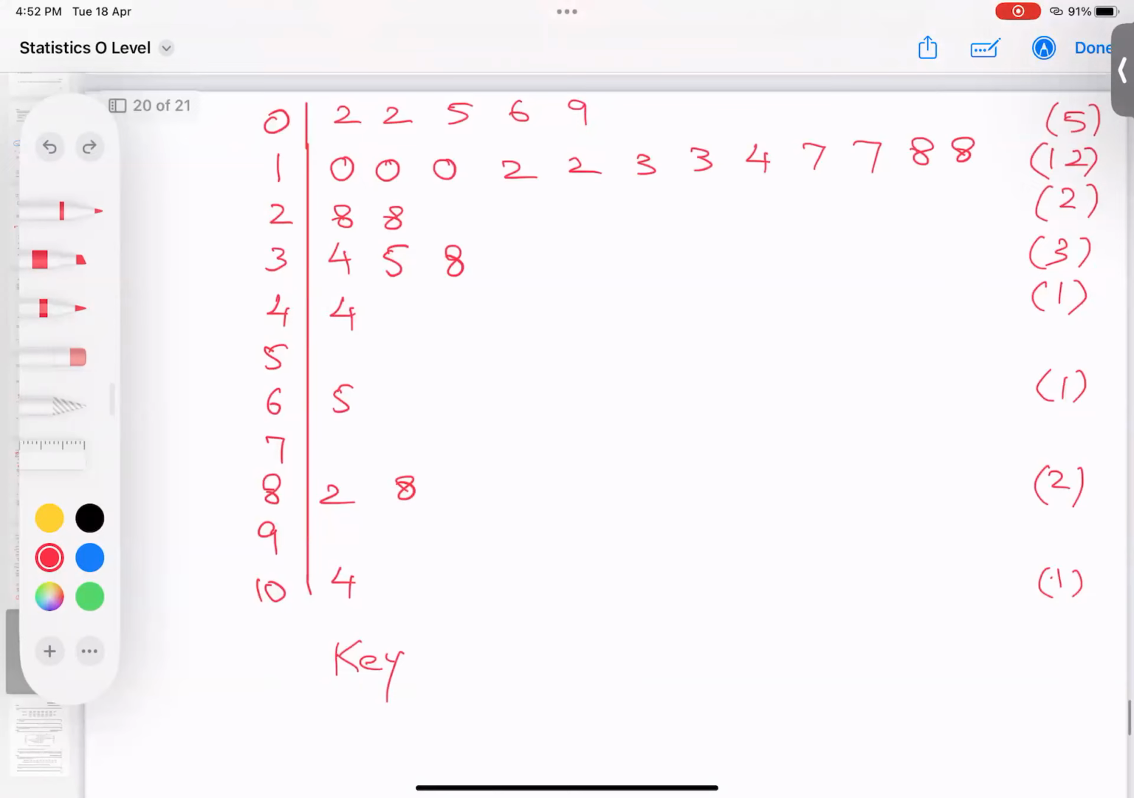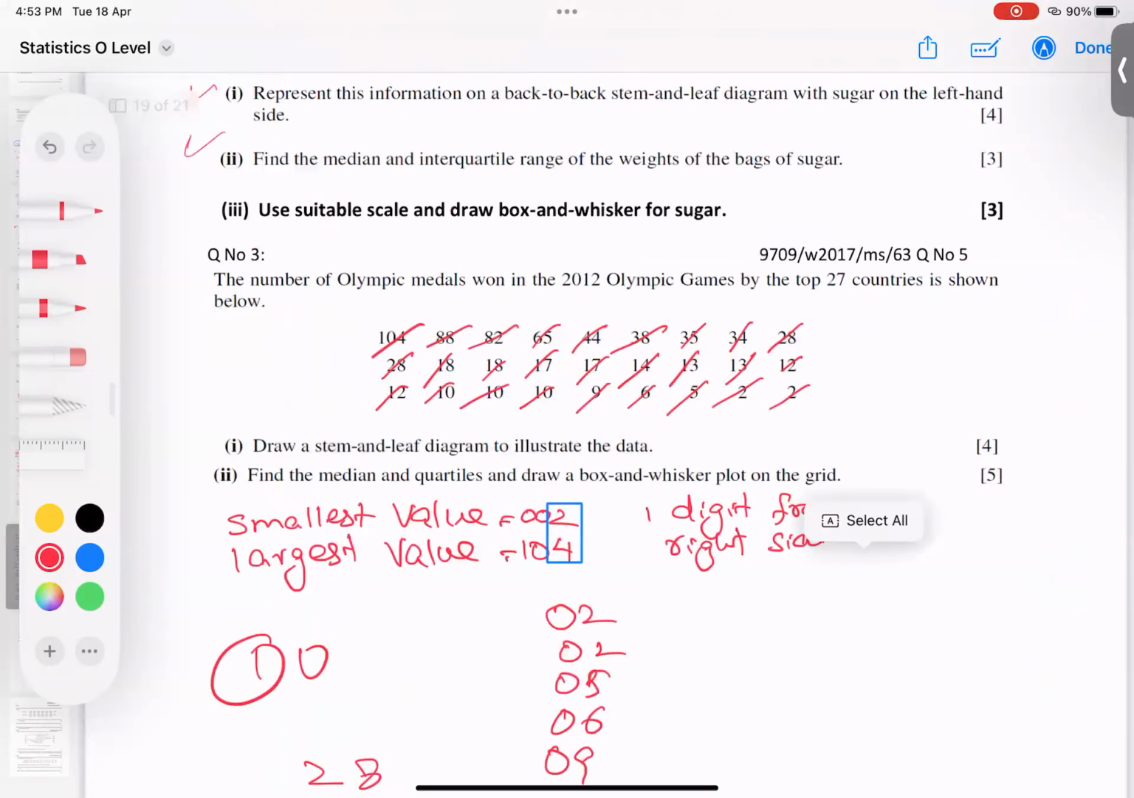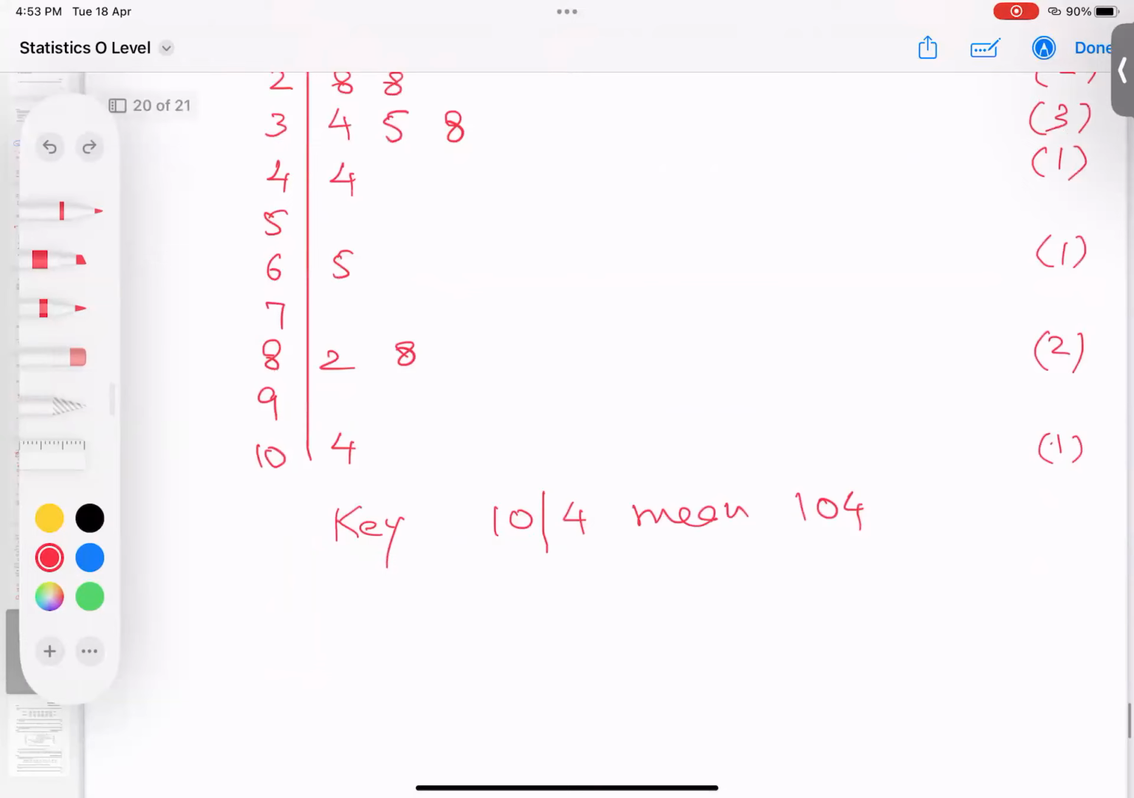For example, what is this? You write here, this means 10 slash 4 means 104. Am I right? I hope you got my point. And what does this stand for? This is actually medals won by. So all this data is the medals won by countries in the Olympics. So 104 medals. I hope you got my point.